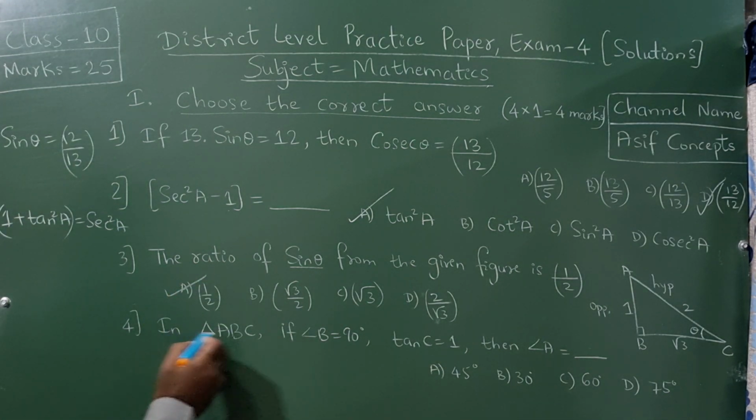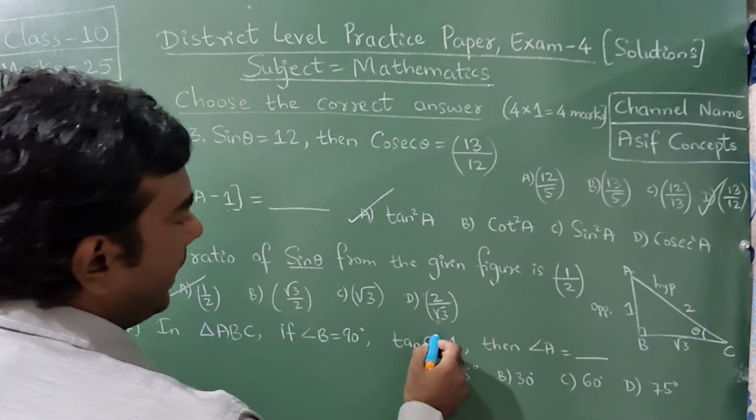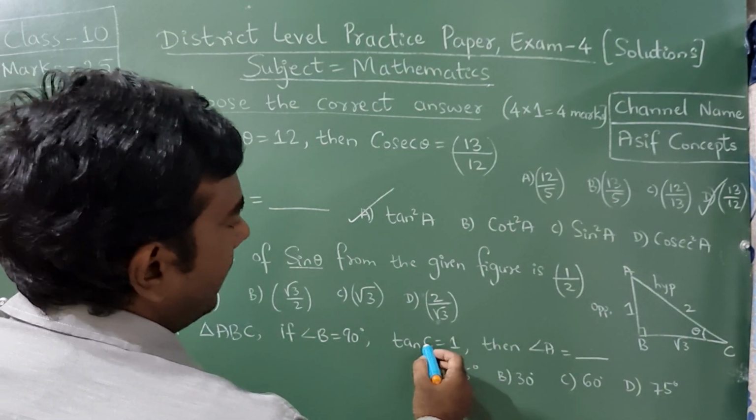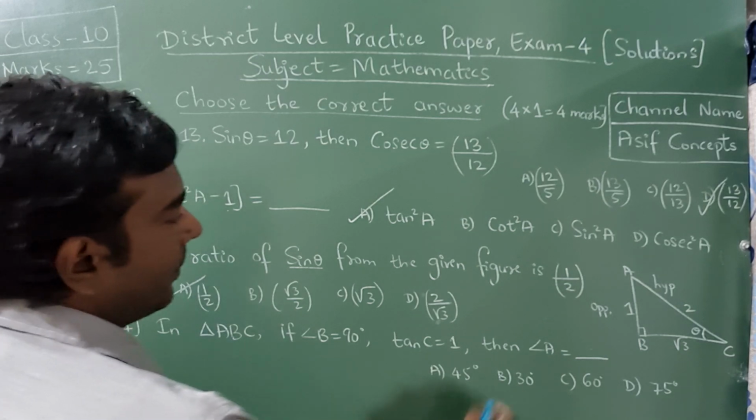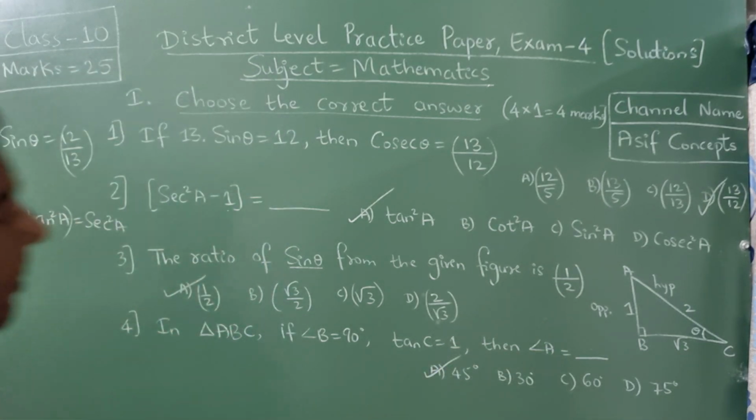Now the last one. In triangle ABC, if angle B is equal to 90 degree, tan C is equal to 1, then tan 45 is the right answer, because tan 45 is 1.